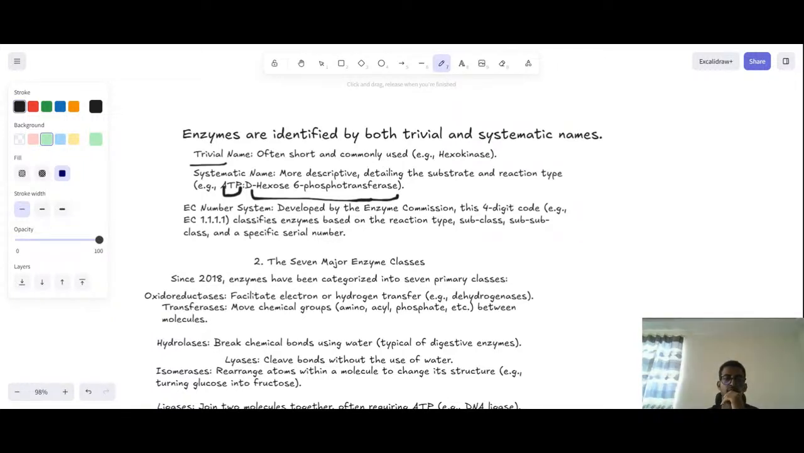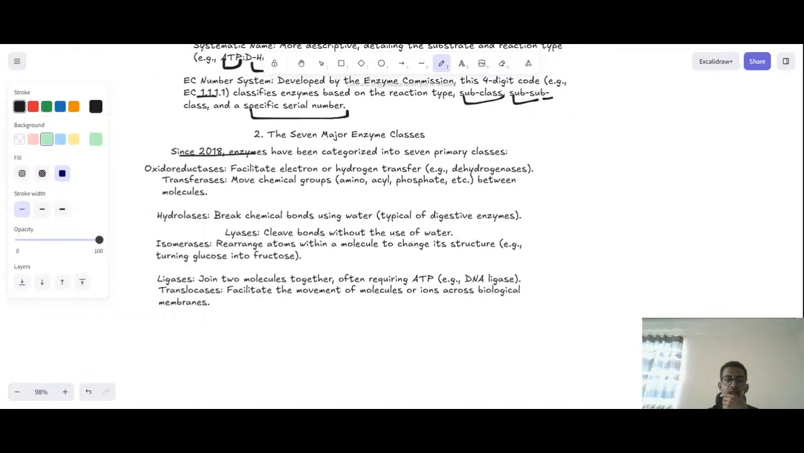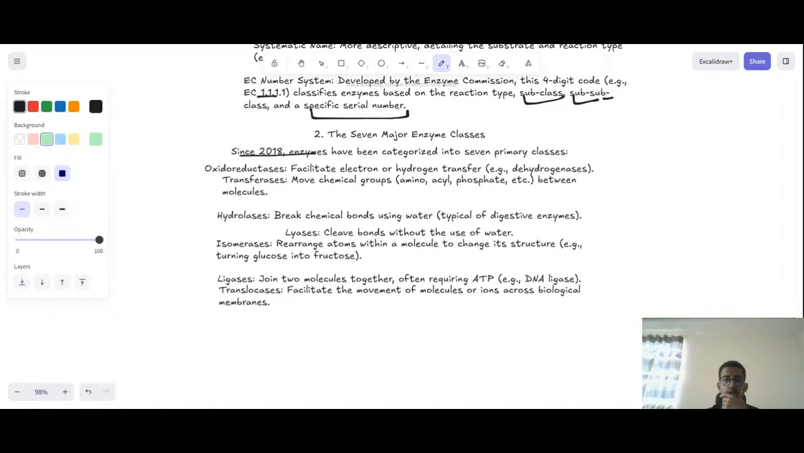Okay, so let's go back. This is the digit: the first one is the class, the enzyme class based on the reaction type, then subclass and specific serial number. This is very, very important. Okay, so the first is oxidoreductase, which facilitates electron and hydrogen transfer.